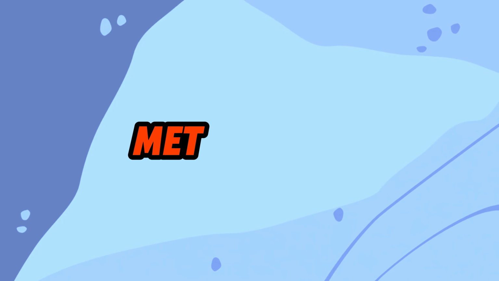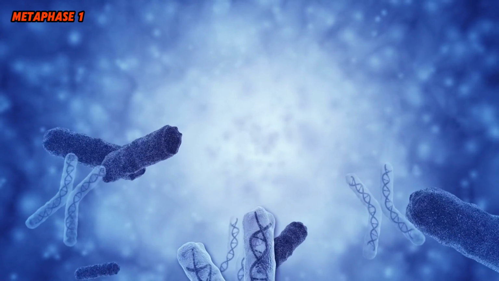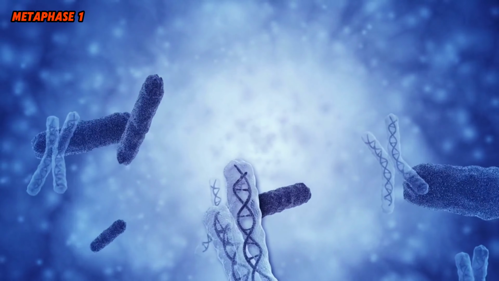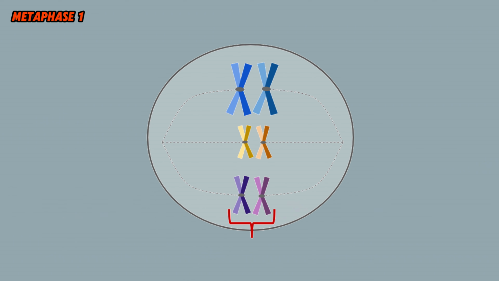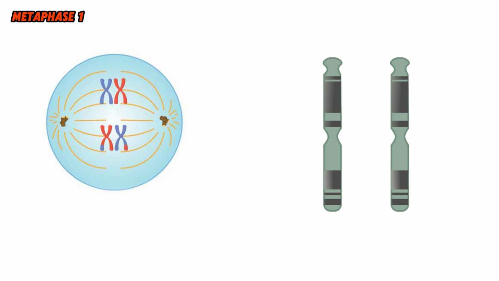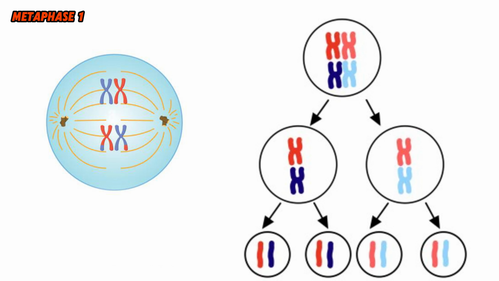Now, we move into another phase, metaphase 1. You can call it lining up with a twist. During metaphase 1, the homologous pairs line up along the metaphase plate in the middle of the cell. This is different from mitosis, where individual chromosomes align. The arrangement is random, which means that the way maternal and paternal chromosomes line up can vary. This randomness is called independent assortment, which adds to genetic diversity.